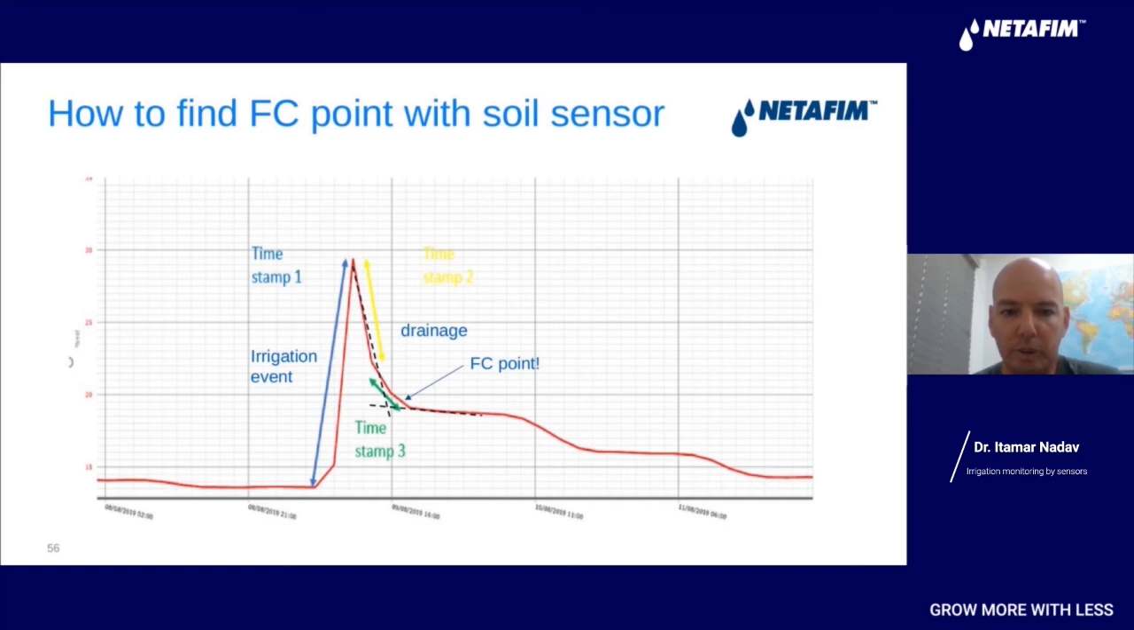horizontal line of the sensor, this is the field capacity point, which in this example is about 90%. So this is the way to find the field capacity for each one of the soils. This is something that you need to do only once, and after that you know your field capacity for that specific soil.